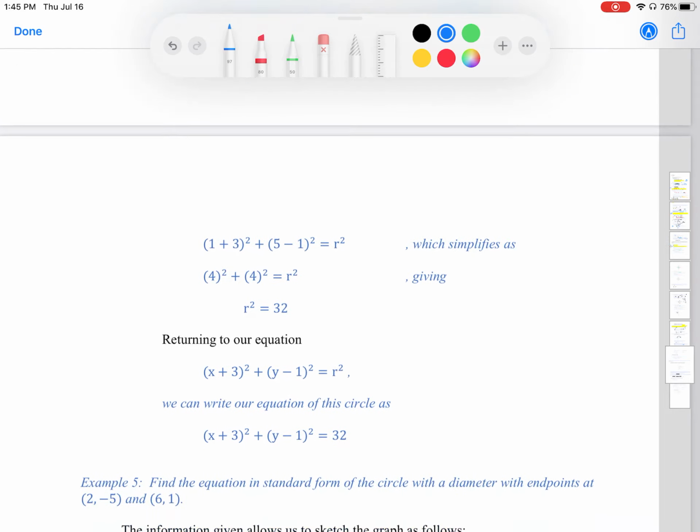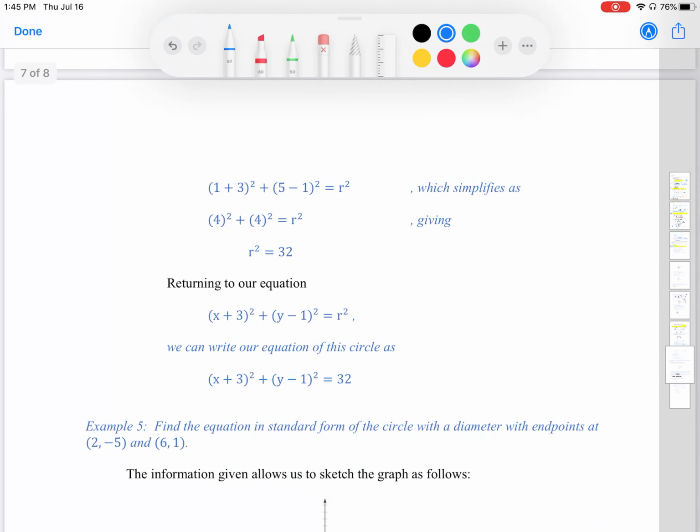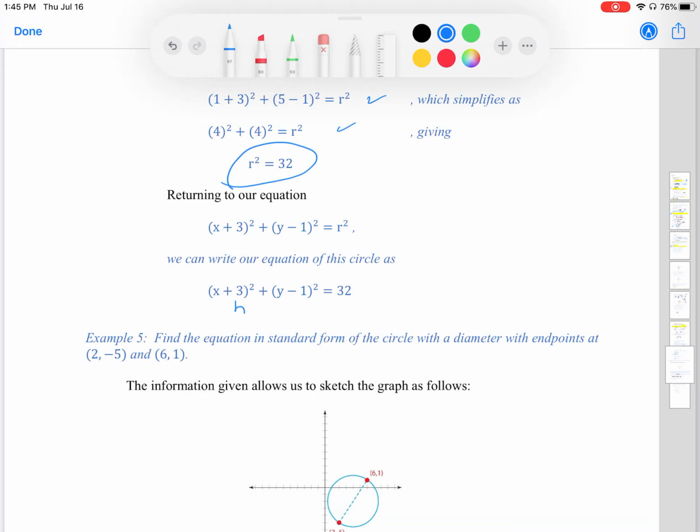I replace it into my formula, and by some arithmetic and algebra, I get my radius squared is 32. So now with my center, h and k, I have now found my radius squared. r squared is 32. So that would produce our answer.